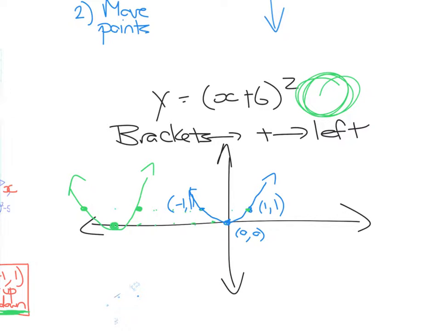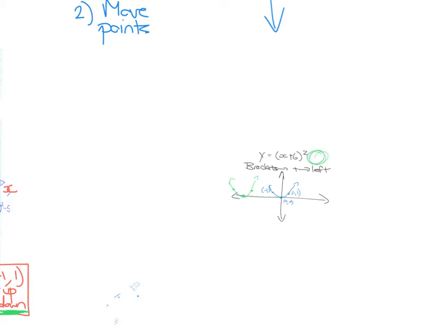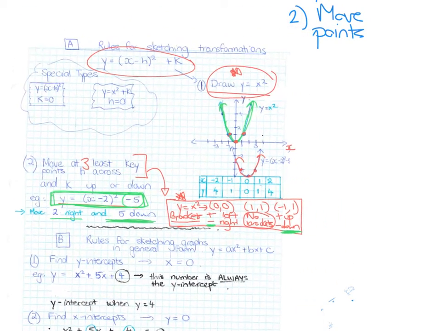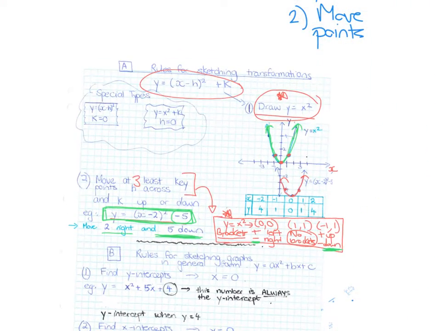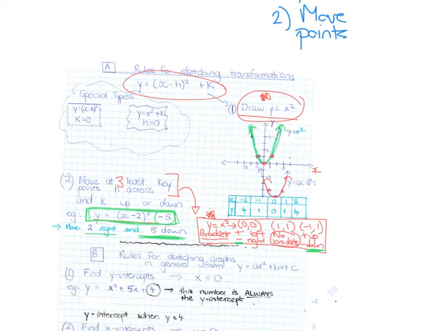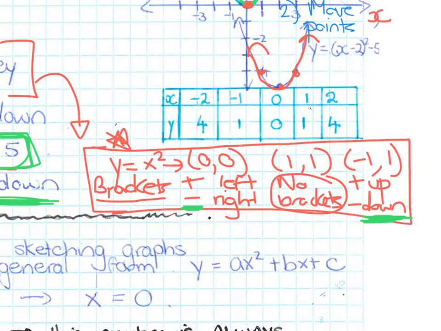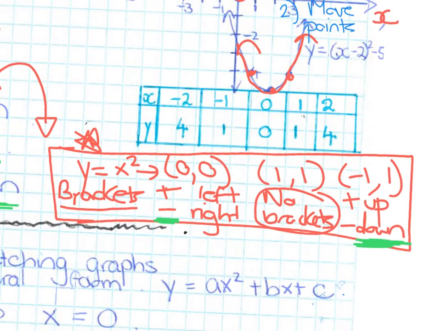Let's just quickly review what we just said. If we have to sketch a graph like this, we first plot these points: 0, 0, 1, 1, and -1, 1. Then we move the graph. If the number in the brackets is positive, you move it left. If it's negative, you move it right.